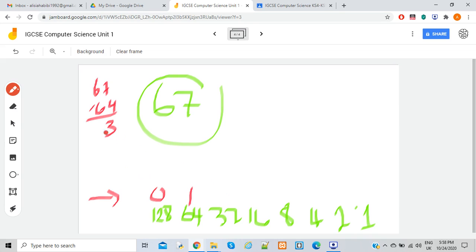So 32 obviously is bigger than 3, so we're going to put a 0. 16 is bigger than 3, we're going to put a 0. 8 is bigger than 3, we're going to put a 0. 4 is bigger than 3, we're going to put a 0. However, 2 is not bigger than 3, so we're going to put a 1. That means yes, it is actually smaller than 3. When you subtract 2 from 3, what you get is a 1 left.